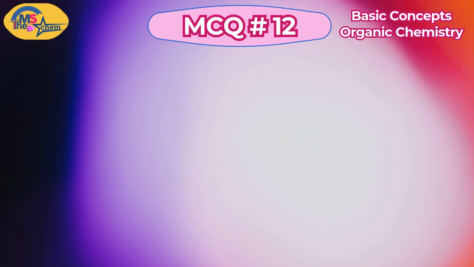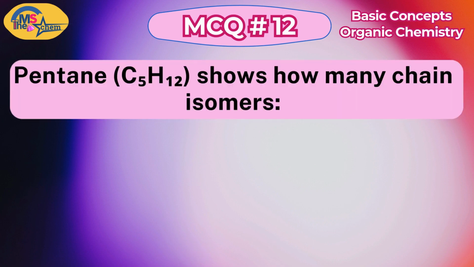Next question is question 12. Pentane shows how many chain isomers? Option A is 2, option B 3, option C 4, and option D 5.